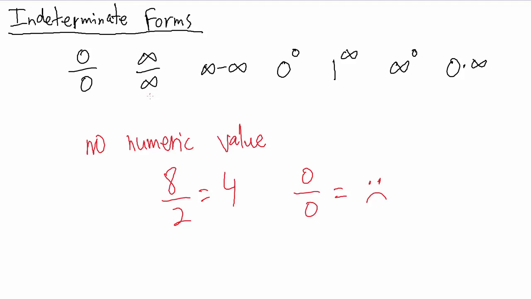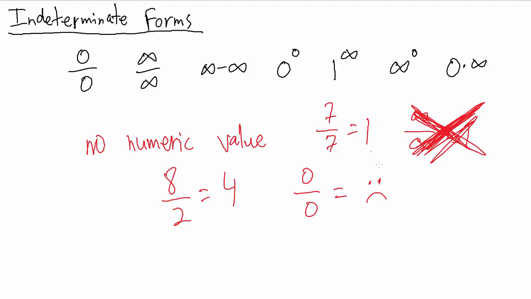So what about infinity divided by infinity? Well, we might be tempted to say, hey, there's something on top and it's the same thing on the bottom. So if we have something like 7 divided by 7, we know that that equals 1. But the reason that that works is because 7 is an actual number. Infinity is not a number. So we might be tempted to say infinity divided by infinity equals 1, but that's completely untrue in general because infinity is not a number.